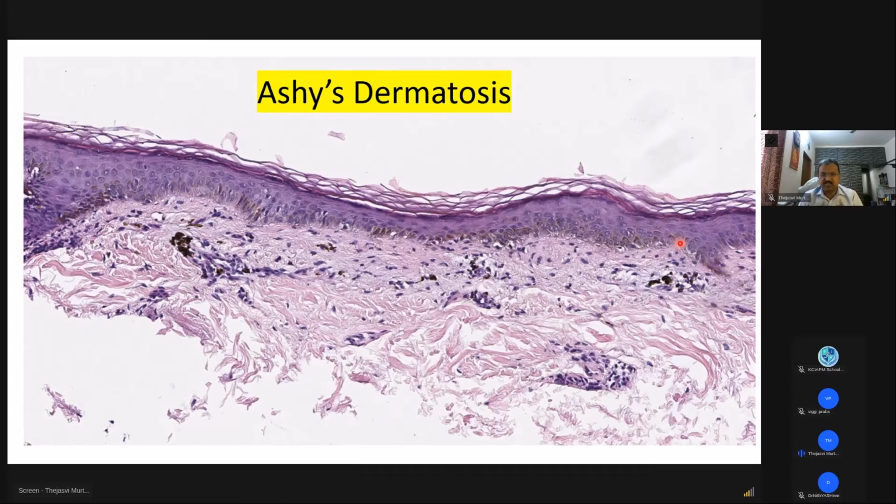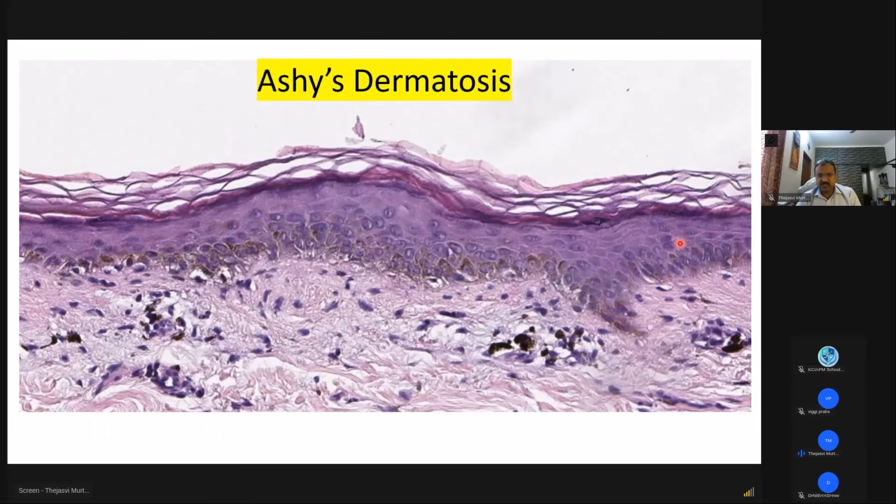Okay, if the inflammation is more, or the activity you're seeing is similar to lichen planus, that is, there is basal cell vacuolar degeneration or lymphocytic infiltrate damaging the basal cells, you can call it lichen planus pigmentosus also, if with pigment incontinence. Okay, another picture for Ashy dermatosis, a little closer view.